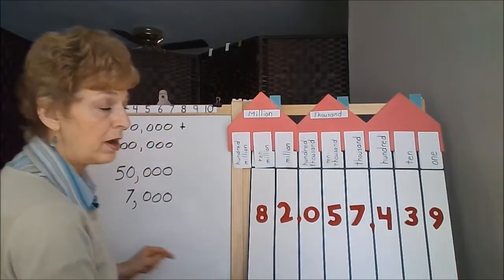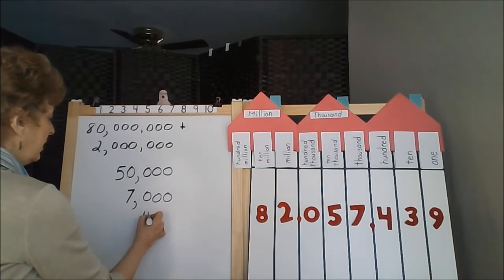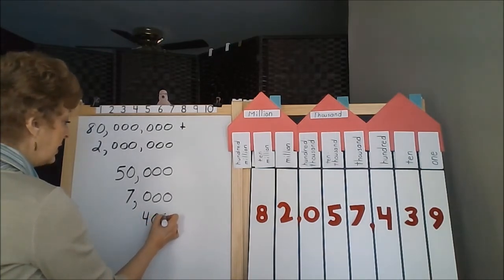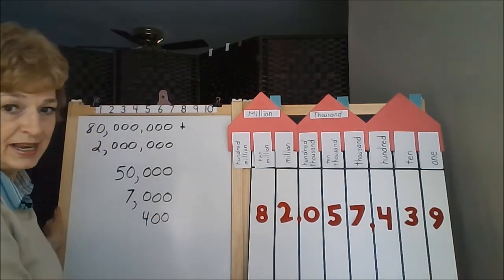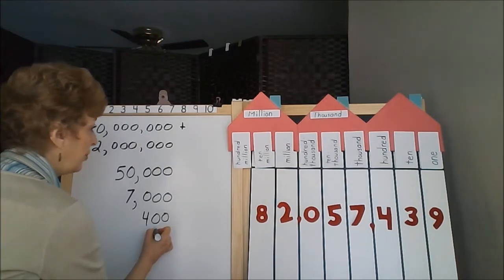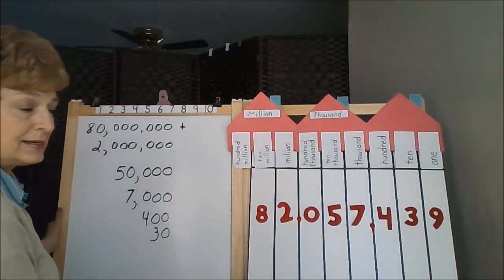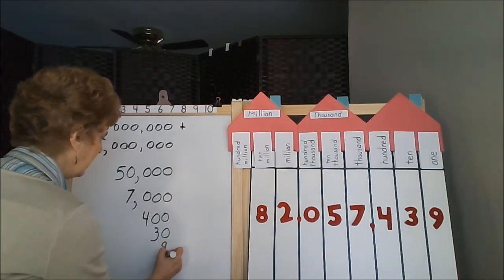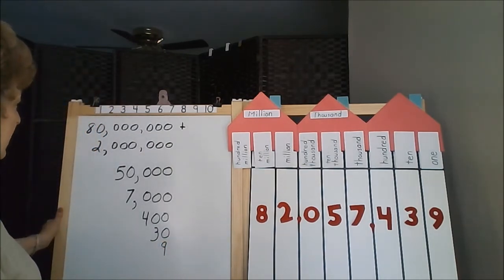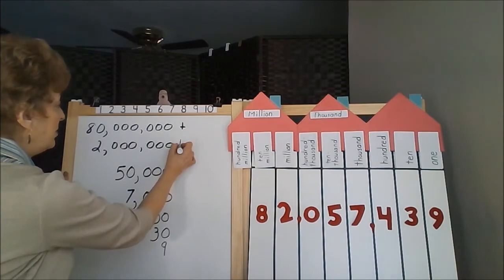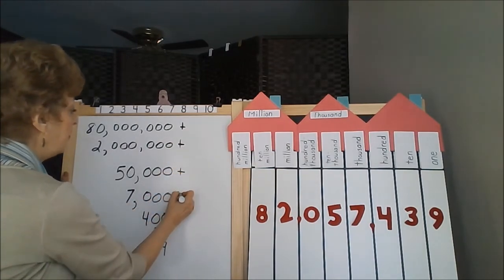Next is the 4. 4 is in the hundreds column. These are a little bit easier to understand at this point. The 3 actually means 30, and the 9 is a plain 9. That's just in the ones column. So expanded notation would be adding all of these together.